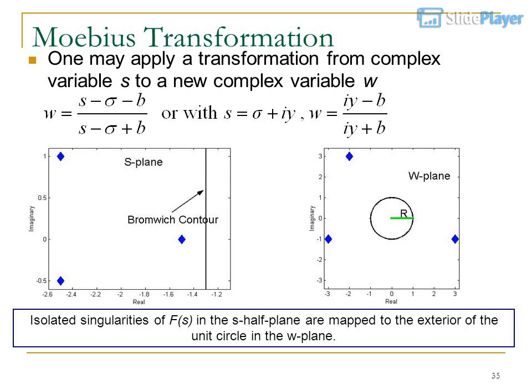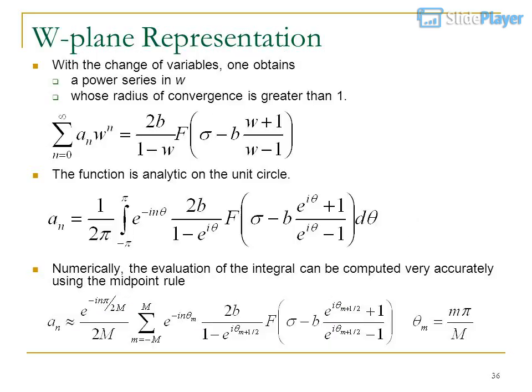One may apply a transformation from the complex variable s to a new complex variable w. Isolated singularities of F in the s half-plane are mapped to the exterior of the unit circle in the w-plane. With the change of variables, one obtains a power series in w, whose radius of convergence is greater than 1. The function is analytic on the unit circle. Numerically, the evaluation of the integral can be computed very accurately using the midpoint rule.